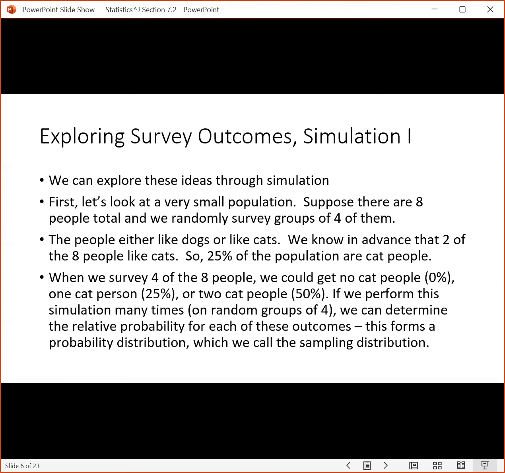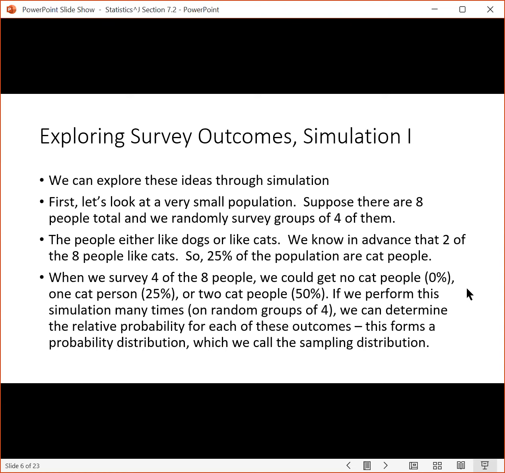When we survey 4 of the 8 people, when we grab 4 of them randomly, we could end up with no cat people. So if there are only 2 out of the 8, then if we grab 4 at random, we could grab 4 where none of them are cat people. Or we could get 1 of the cat people, or we could get both of the cat people. So in percentage terms, our survey could show 0% cat people, 25% cat people, or 50% cat people. And that gives you a range of outcomes for interpretation when it comes to looking at the survey results.